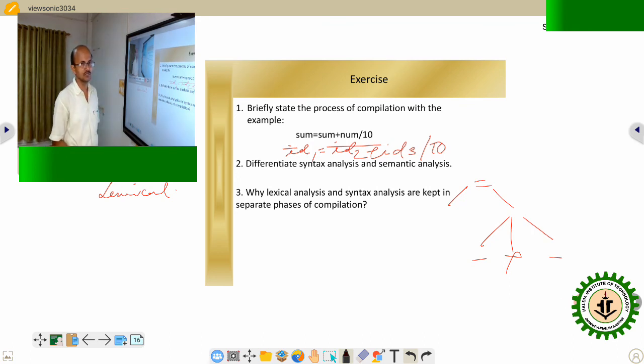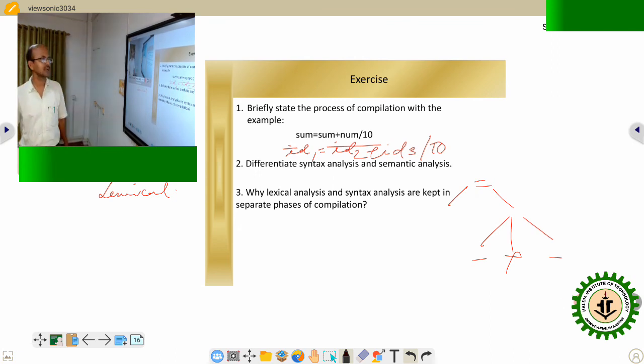The next question is: differentiate the syntax analysis and the semantic analysis. Syntax analysis is particularly the checking of the grammar, and semantic analysis is about finding the meaning of the sentence, whether it bears any meaning or not. So that is the semantic analysis. And the next question is why the lexical analysis and syntax analysis are kept in separate phases of a compilation.